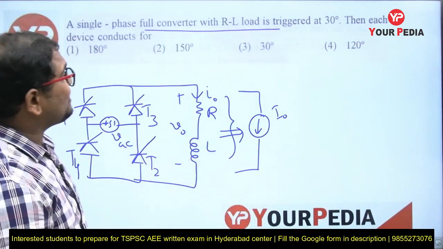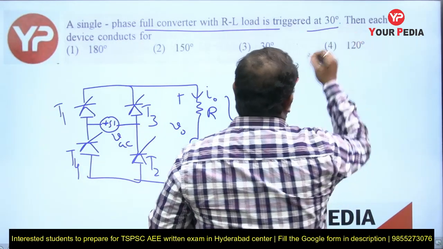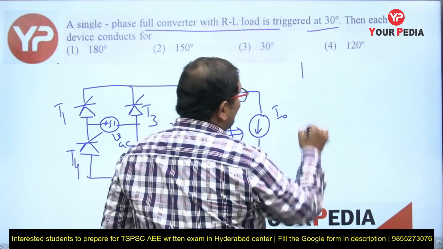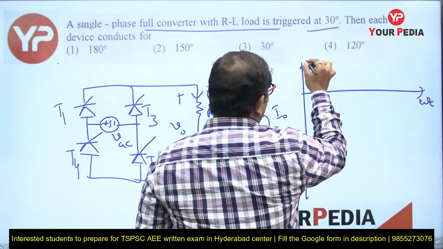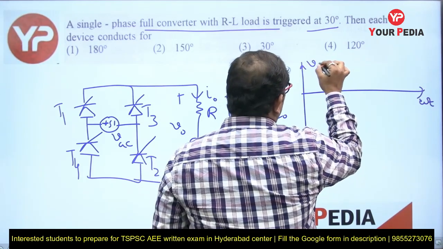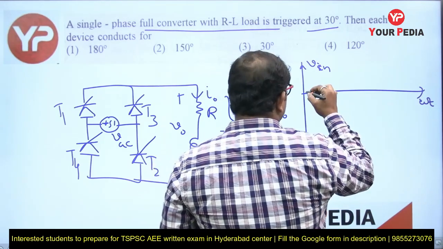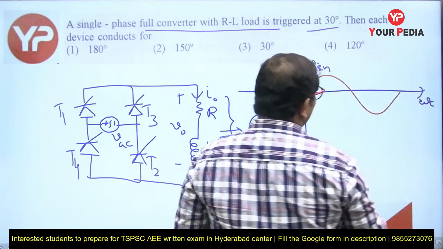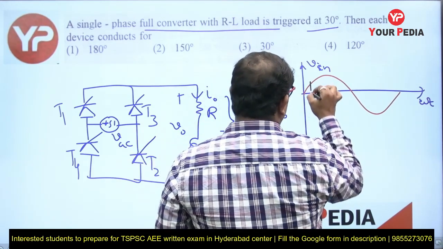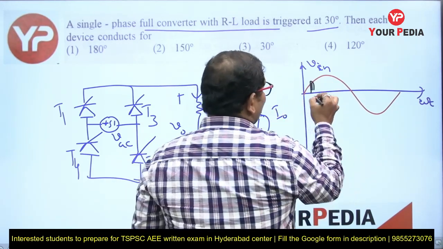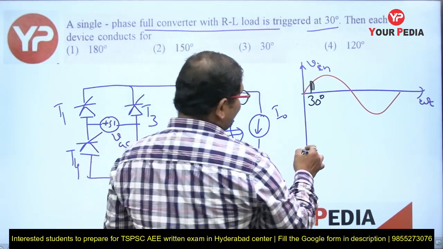So what is the question he has asked? These devices are triggered at 30 degrees. If you take the sinusoidal supply voltage, with omega t on the x-axis, this is the sinusoidal voltage Vin. Yes or not? So where are the devices triggered? The devices are triggered at 30 degrees like this. So at 30 degrees the devices are triggered.